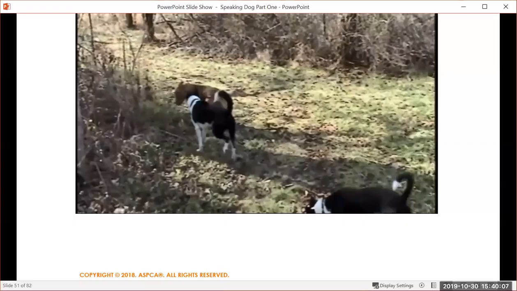And then when the black and white dog reacted aggressively, the pit bull type dog went into a more submissive type posture, where his tail went down and his body got small and he moved away. Next slide.